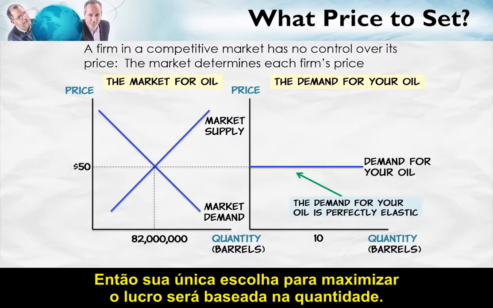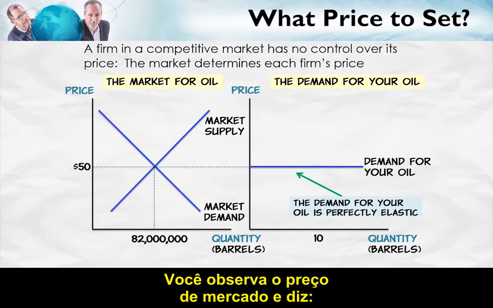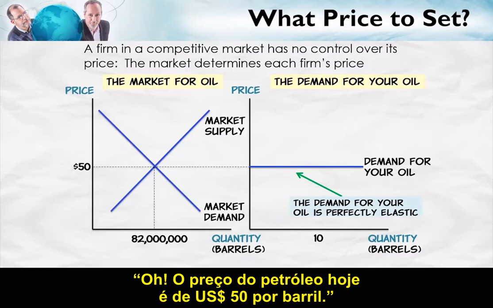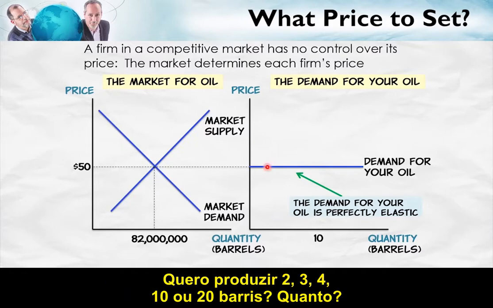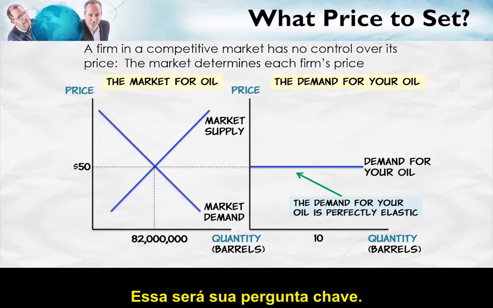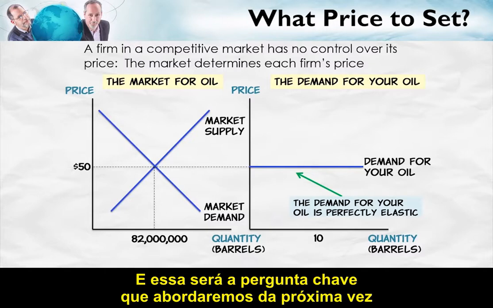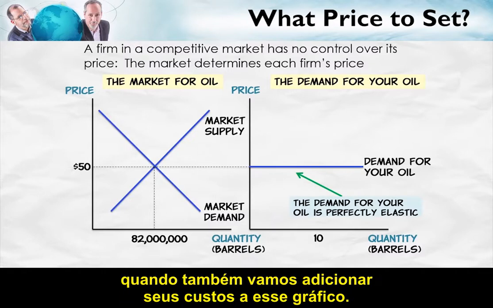So your only choice then to maximize profit is going to be a choice over quantity. You look at the market price, you see, oh, the price of oil today is $50 per barrel, and your decision is going to be, how much do I want to produce at that price? Do I want to produce 2 barrels, 3 barrels, 4, 10, 20? How much? That is going to be your key question. And that's the key question we'll take up next time when we also add into this diagram your costs.